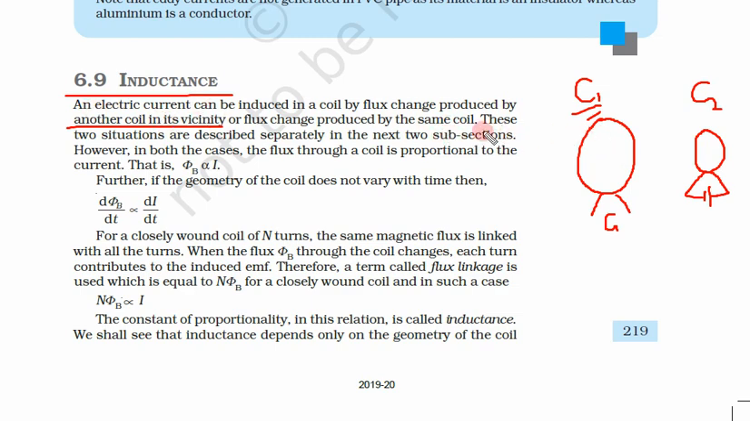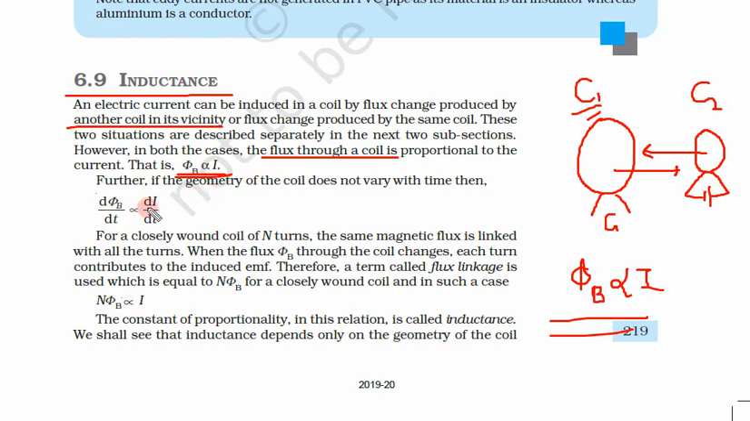Whatever the case, these two situations are described separately in the next two subsections. The detail we will learn later, but whether we are seeing the movement of these or the flux change in this coil itself, it is producing some kind of current. In both cases, the flux through the coil is proportional to the current. So what is important? Flux is proportional to the current. Now let us do the differential. d phi b upon dt is proportional to di upon dt.